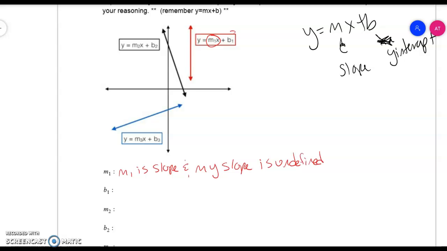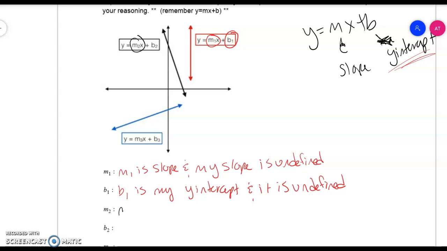Okay. Then for B1, which we know based on up here is my y-intercept, so we're going to say B1 is my y-intercept, and it is undefined. Because if my slope is undefined and my y-intercept is undefined, the whole thing is undefined. So let's look at M2, which is the black line. M2 obviously is my slope.